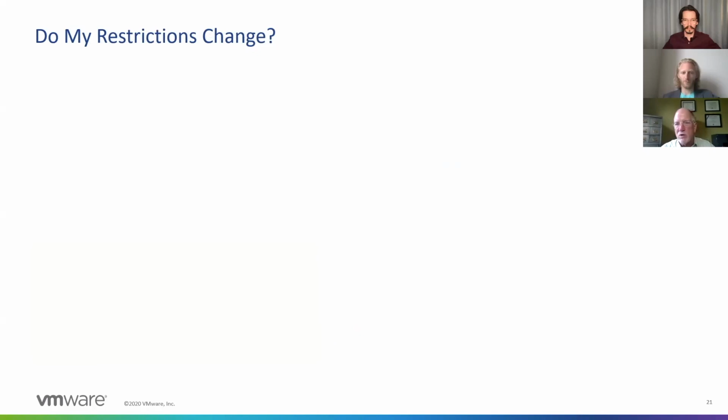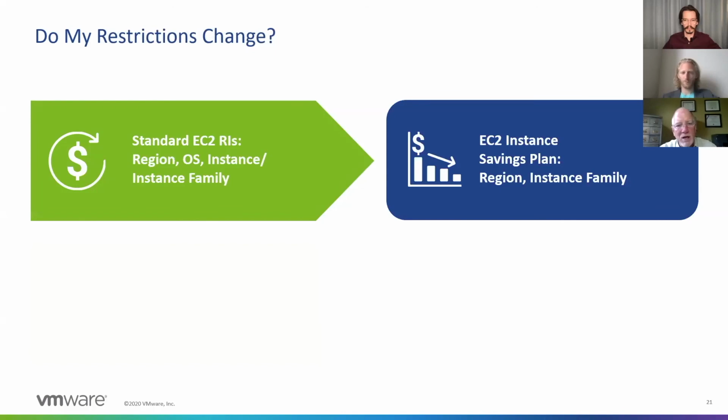Now, what about the restrictions? Why are these better than reservations? If you are buying standard EC2 RIs today, you have to buy them at the region, the OS, and the instance or instance family level, depending on which OS you choose. Whereas if you buy an EC2 instance savings plan, which has the same savings rates, you are only buying at the region and the instance family. So you can change within the instance family, and you can also switch OSs. So it's significantly less restrictive.